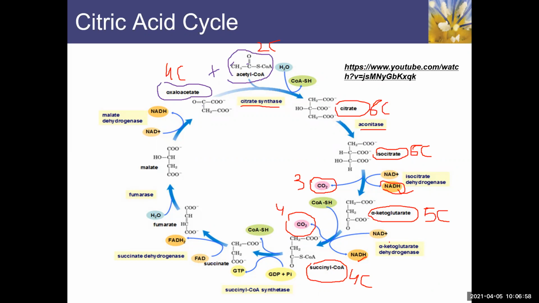Sometimes they just ask you to name the step. If they ask where carbon dioxide is released, the options might be given as step number 1, step number 8, step number 5, step number 3, right? Not necessarily will they write isocitrate to alpha ketoglutarate or alpha ketoglutarate to succinyl CoA. Sometimes they just write the step. So remember the steps as well. Step 3 and step 4 is the place where carbon dioxide is released. Step 3 and step 4 is the place where NADH is formed.